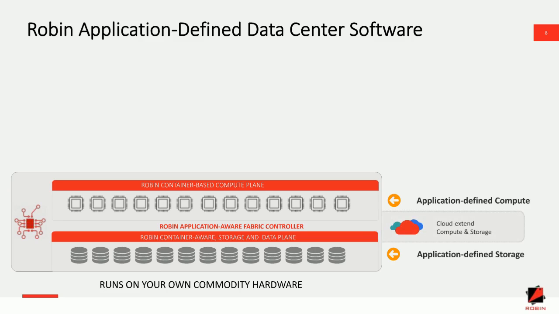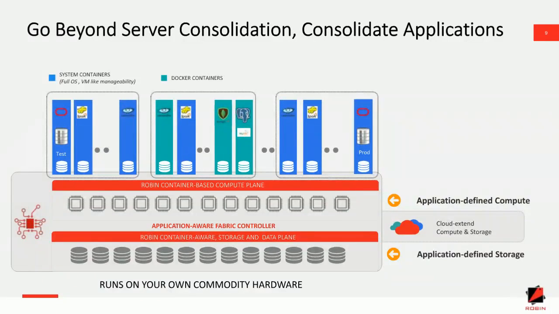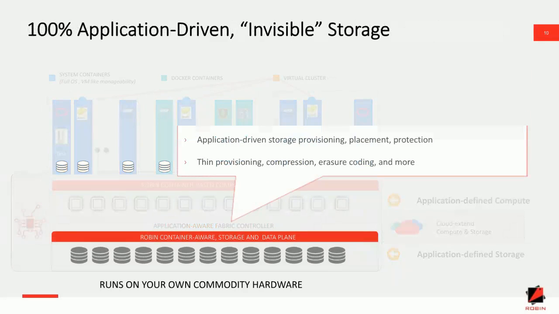And once you have this, you can also extend to the cloud if need be, right? Given the trends, hybrid cloud is a key requirement, and Robin completely supports that notion. So once you have this platform laid out, you can deploy multiple containers, and not just individual containers, but you can cluster them together to form applications, right? So that's the Robin platform in a nutshell.